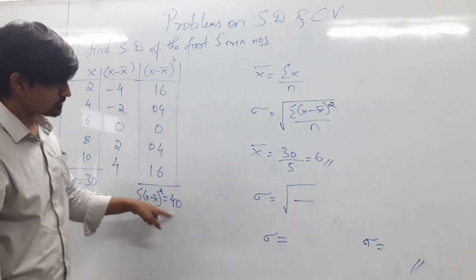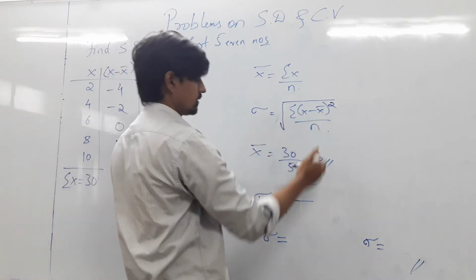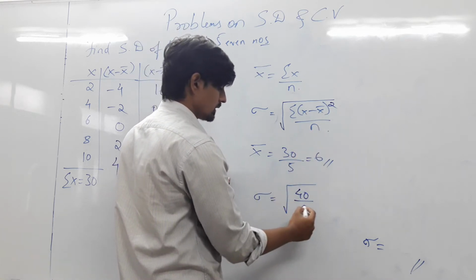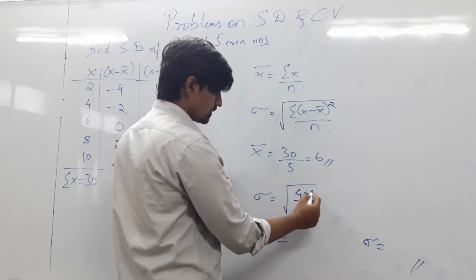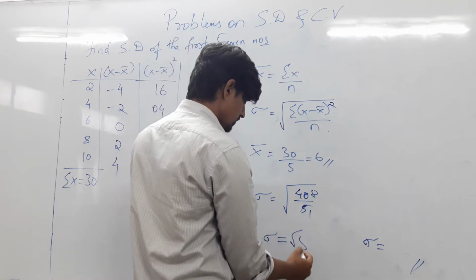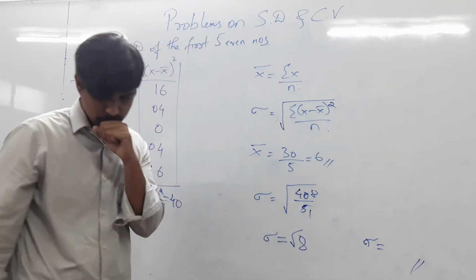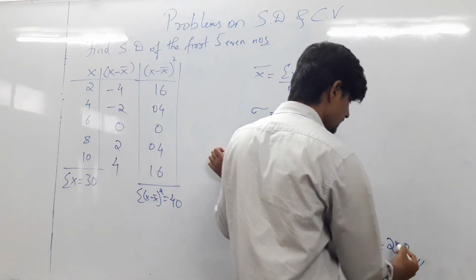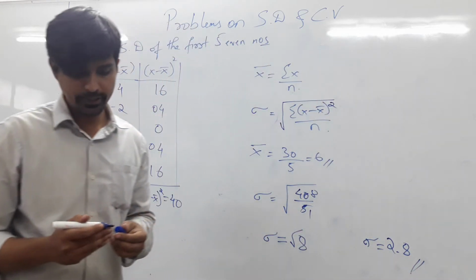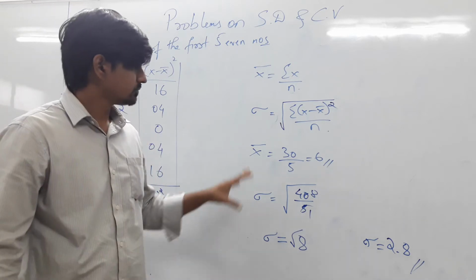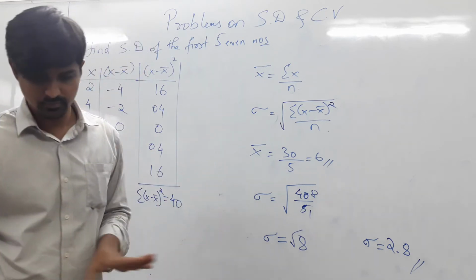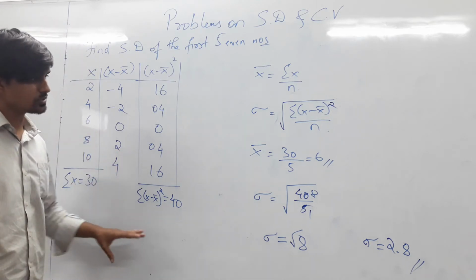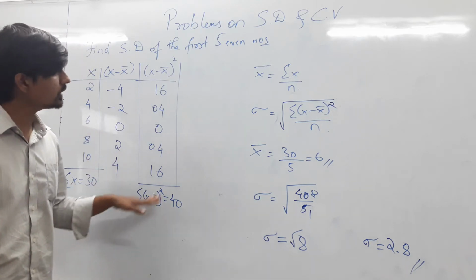So where will this 40 go? Here. 40 divided by n, that is 5. 5 eights are 40, so the answer is root 8. So what is the value of root 8? 2.8. Remember this. So this is a simple sum. This much data will not last for 5 months. Some more data will be given. So this is the first method. What is the first method? This formula.